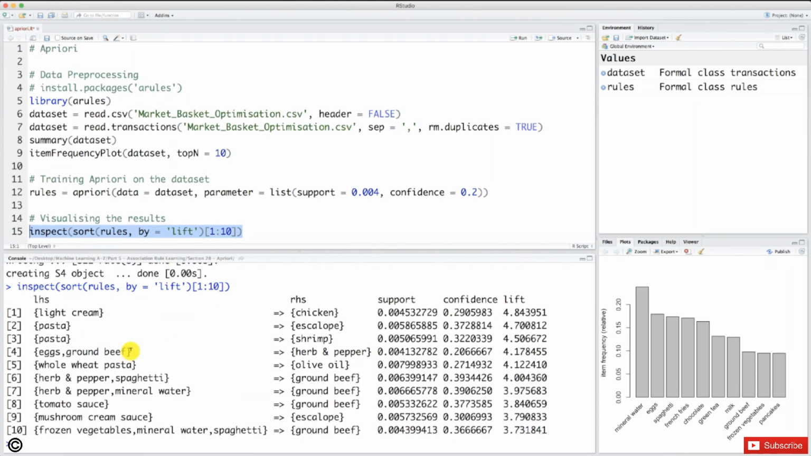Okay, very interesting. First, by increasing the support and therefore excluding some products that have supports between 0.003 and 0.004, well, remember this first rule, if people buy light cream, they will also buy chicken. Well, this rule now became the top rule. That's definitely a great rule to consider, and chicken should definitely be close to light cream. Okay, and then we have, if people buy pasta, they buy escalope. Well, we also had this rule before. However, we have a new rule here. If people buy pasta, they will also buy shrimp.